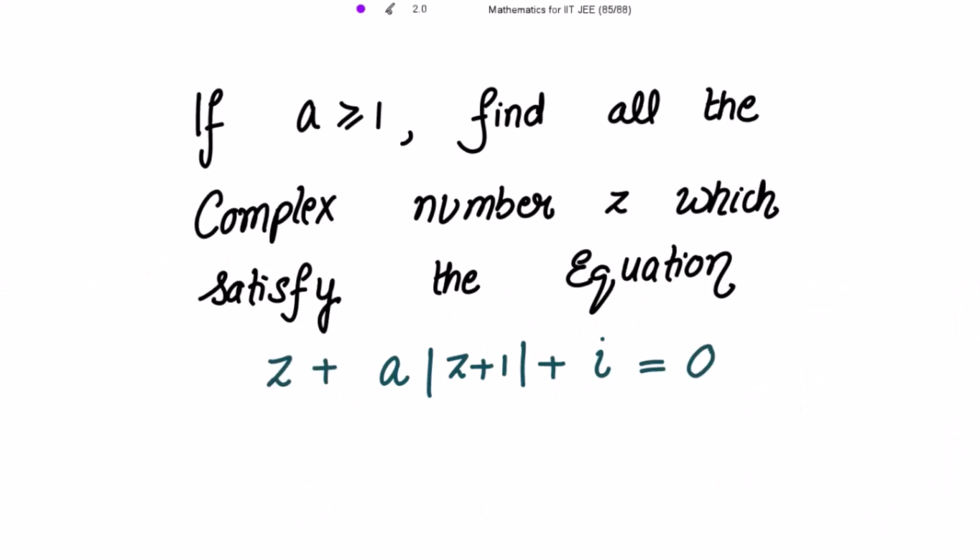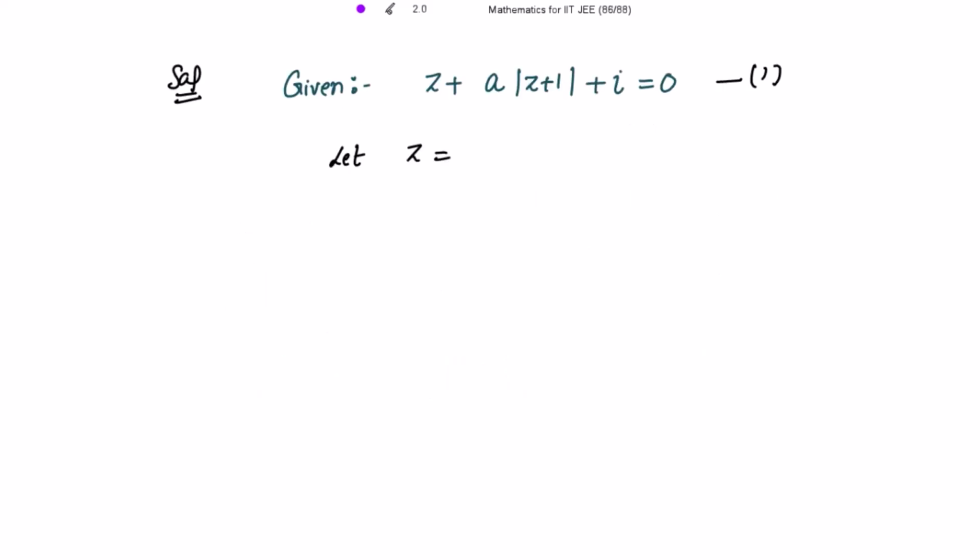a is greater than or equal to 1, we have to find all the complex numbers z which satisfy the equation z plus a into modulus of z plus 1 plus iota equal to 0, right? So for this given equation, let's suppose that z is x plus iota y. And from equation 1, just put the value of z equal to x plus iota y in 1, we get x plus iota y plus a into modulus of x plus iota y plus 1 plus iota equal to 0.